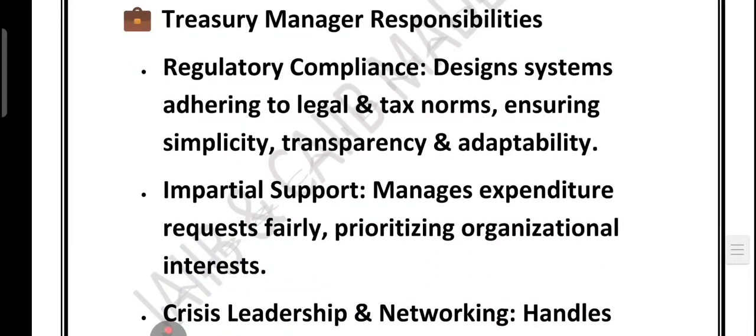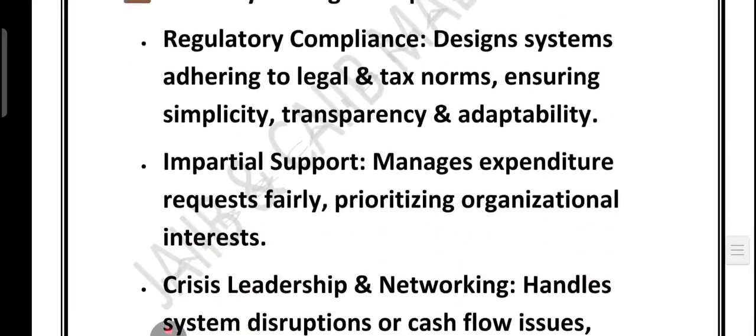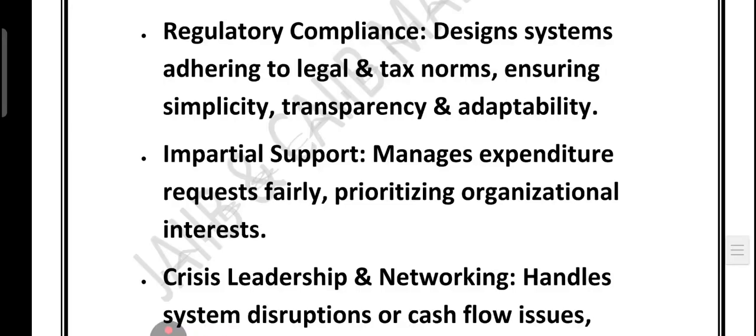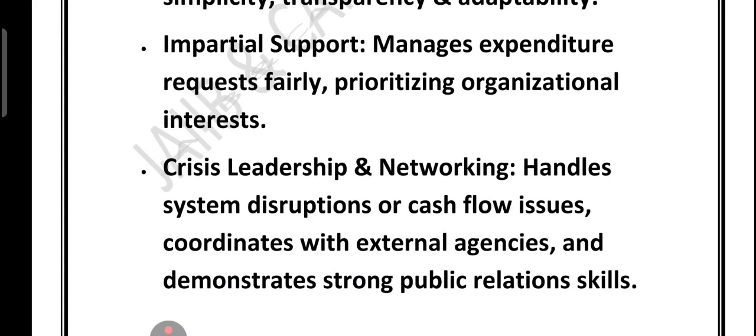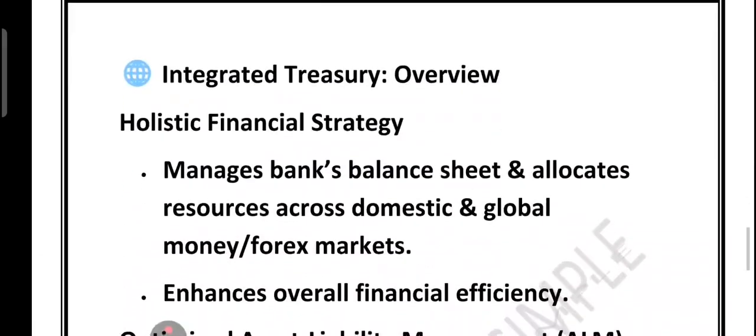Some more responsibilities they have mentioned, like regulatory compliance, which means designing system and process that follow legal and tax regulation. Impartial support means they manage the expenditure request fairly, that is the role of treasury manager. Crisis leadership and networking. So these are the things. Now integrated treasury, I told you. So we will discuss integrated treasury.